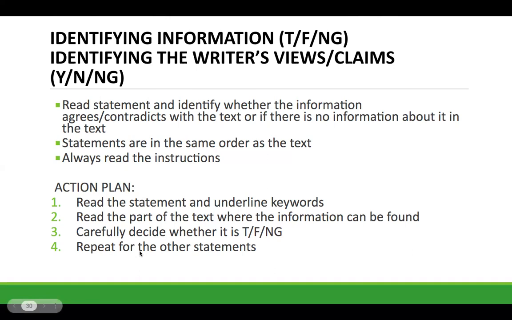So our action plan is to read the statement and underline keywords. Always underline keywords. Read the part of the text where the information can be found. Carefully decide whether it is true, false, or not given, and repeat for the other statements.